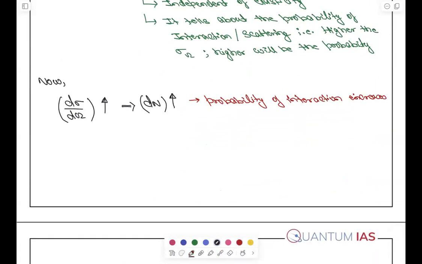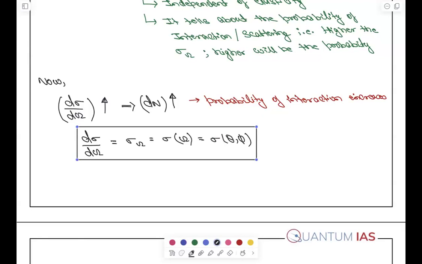Also you can write that d sigma by d phi is sometimes written as sigma omega, like this. That means probability at a certain angle. This is what we are writing theta phi for, spherical domain.